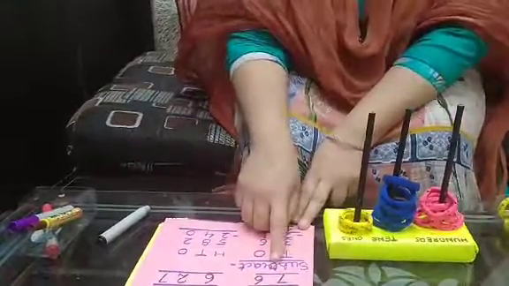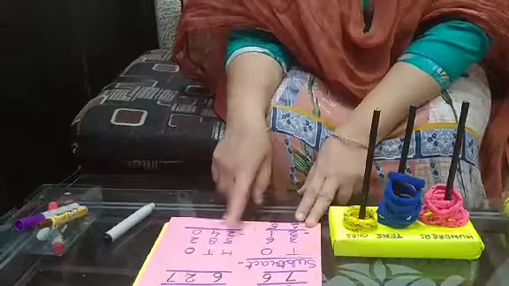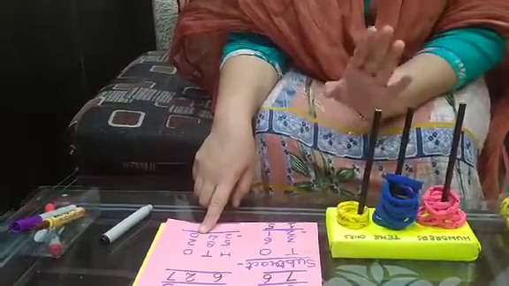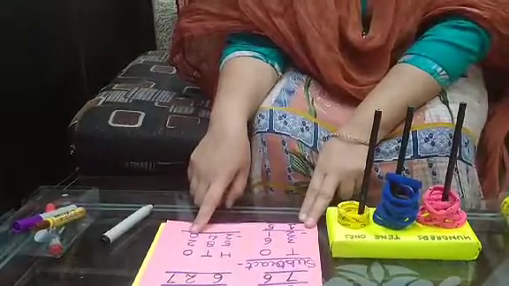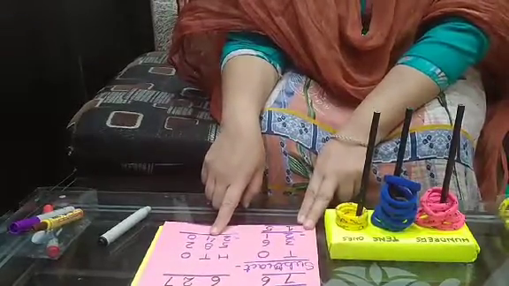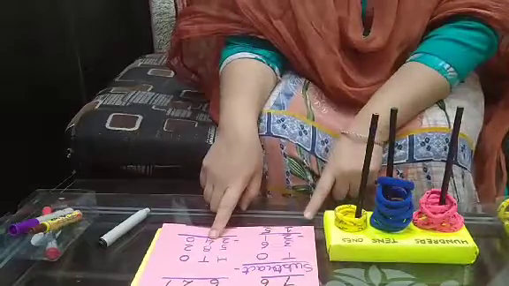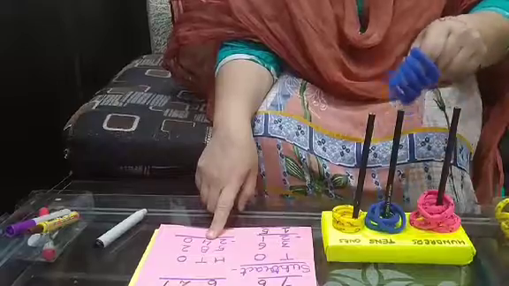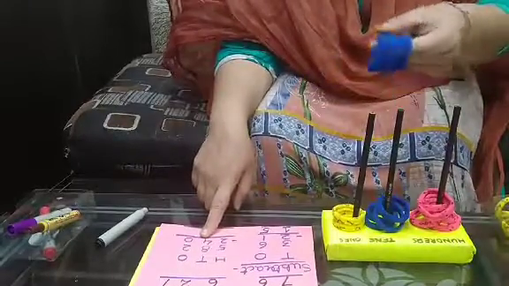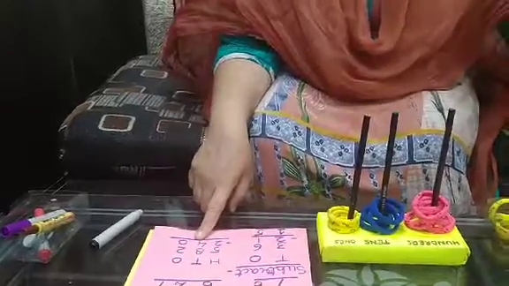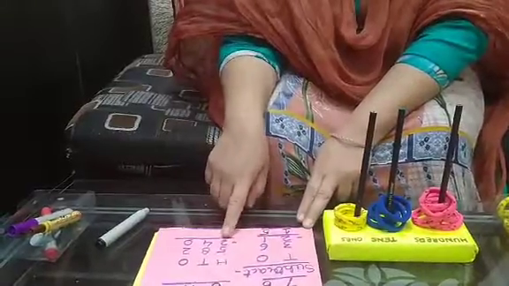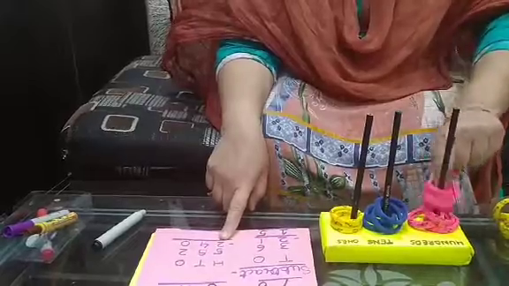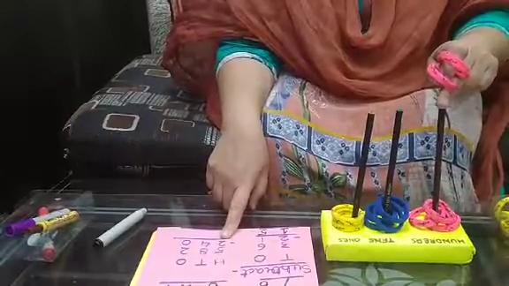Now when we subtract, we remove the bands. So how many will I remove from the ones place? I will not remove any band because here it is 0. How many bands will I remove from the tens spike? I will remove 4 bands. 1, 2, 3, 4. Because we have to subtract 4, I will remove 4 bands. From the hundreds place, we have to subtract 2. So I will remove 2 bands from the hundreds spike.